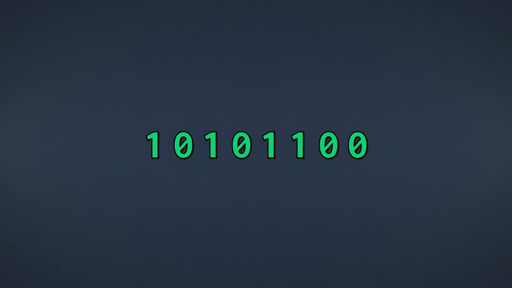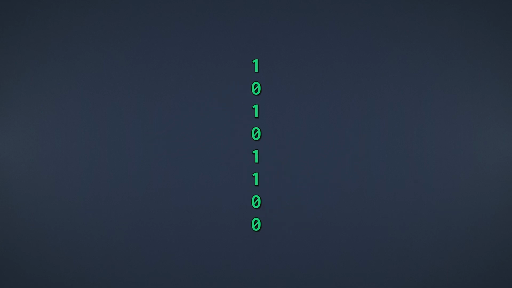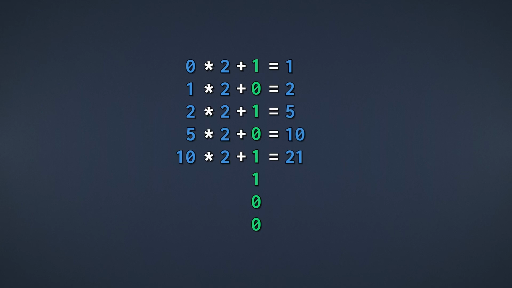The same works in reverse. Starting at 0, multiply by 2, then add the first binary digit. Then we take the result, multiply it by 2, and add the second binary digit. Repeat this for all digits and we get back to our original number in decimal.